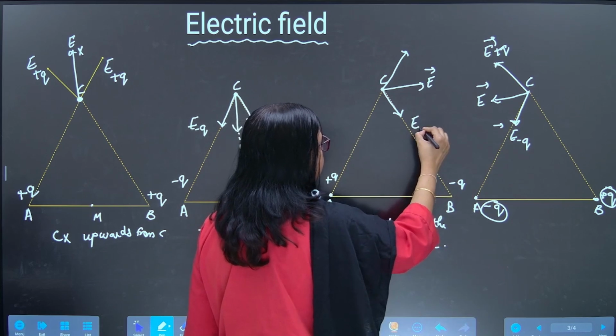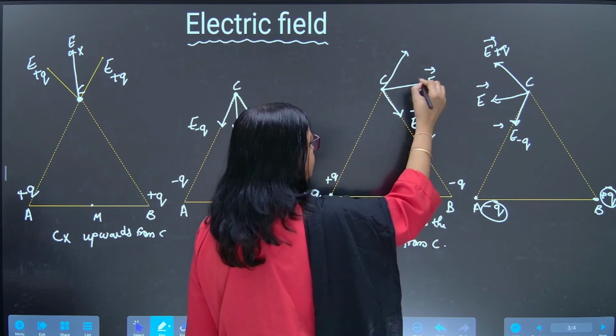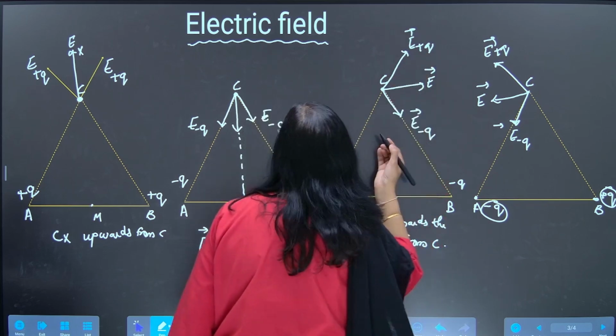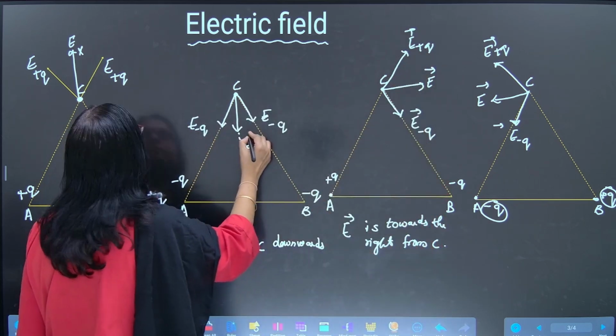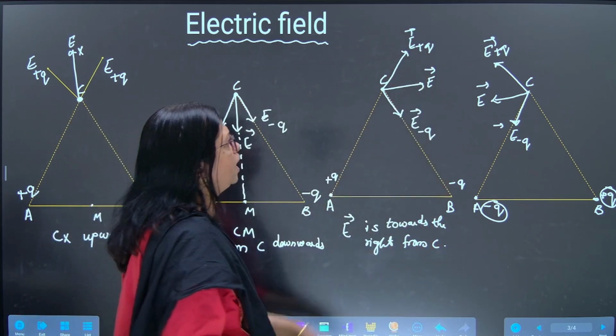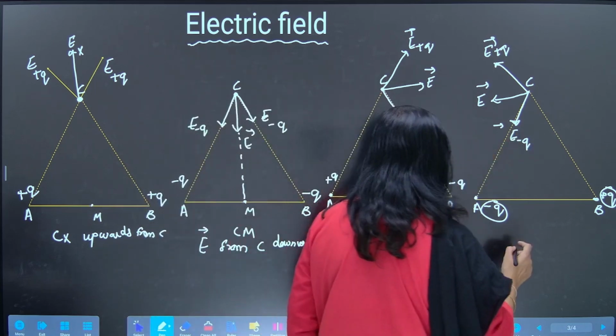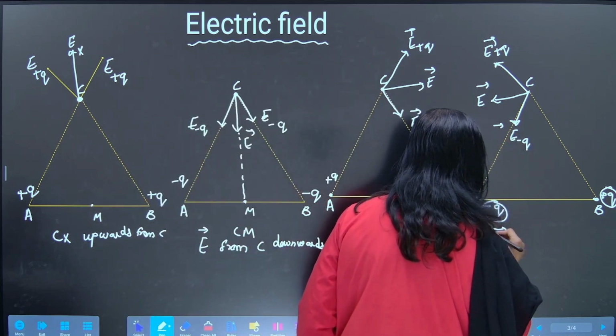E minus Q is E negative Q. I'm just naming it. Okay, E positive Q. Here also I have already named it. Here I have named it. So I am ready with the direction of the electric field. So what is the direction of the electric field here?